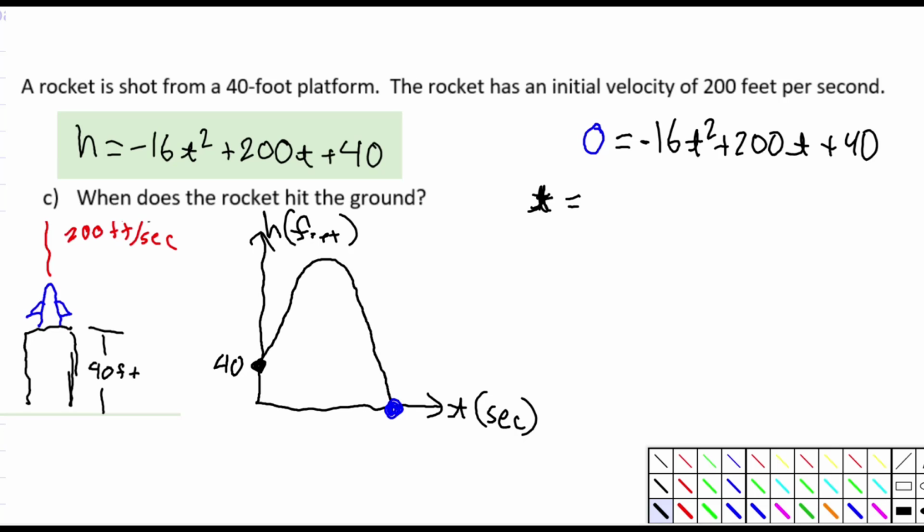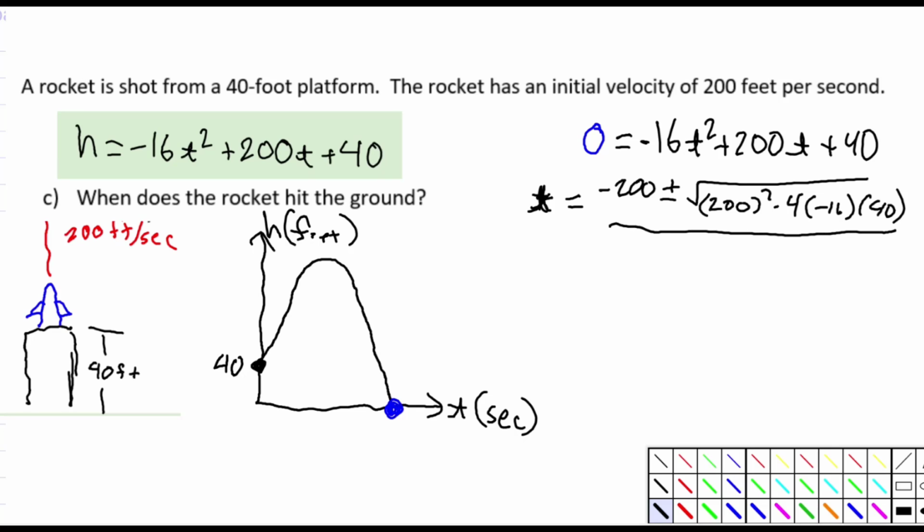So t is equal to negative b, which is negative 200, plus or minus the square root of 200 squared minus 4 times negative 16 times 40. So I need to work that out. I'm gonna use a calculator for this one. I'm just gonna go to Desmos graphing calculator and punch this into Desmos and see what it gives me. All right, so I'm gonna type that in there.